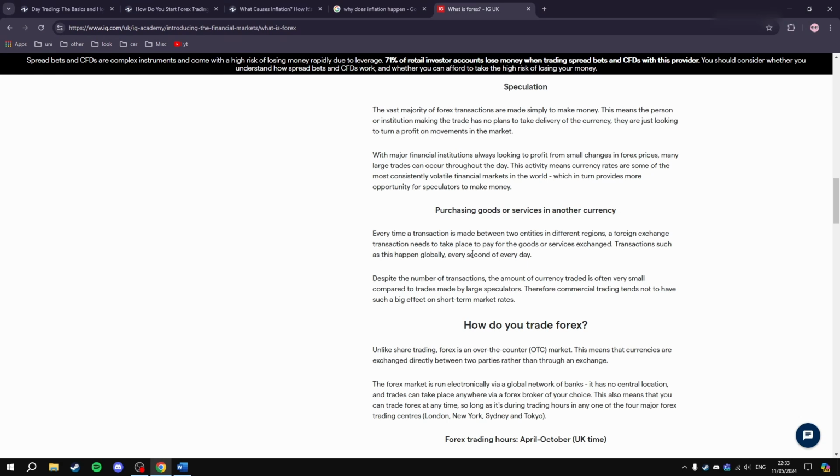With major financial institutions always looking to profit from small changes in Forex prices, many large trades can occur throughout the day. This activity means currency rates are some of the most consistently volatile financial markets in the world, which in turn provides more opportunity for speculators to make money.